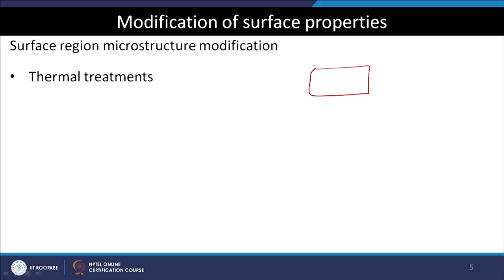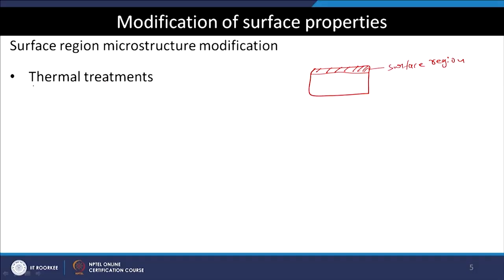For example, we have a component having certain bulk property and I treat this as the surface region. Now we want to have a different property only for this surface. One possible way is by using thermal treatments. Thermal treatments mean we only change the temperature and the heating and cooling rate of a particular region of a material, and that leads to a change in properties because we introduce a phase transformation. We will look at that when we discuss the different surface treatment methods in detail.